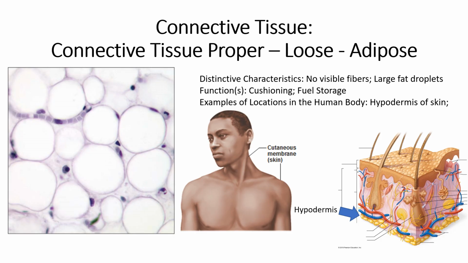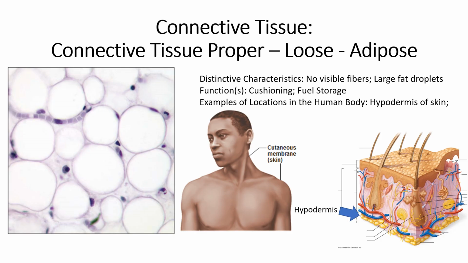Sticking with connective tissue proper, loose, now we have adipose. Adipose is just fat, all right? So if we look at this image and we look for those three elements, right? Fibers, cells, and ground substance. We see these large white structures that look like they could be cells. So we see a lot of cells, right? Those large white structures that you see are in fact fat droplets, right? So cells that are filled with fat.